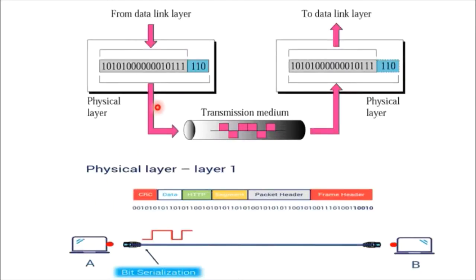Let us look at this diagram. In this diagram, we see at the source side, from the data link layer, the data arrives in the form of ones and zeros to the physical layer of the source. In the physical layer, the ones and zeros are converted into electrical signals and they are transmitted through the medium. The electrical signals reach the physical layer of the destination, and here again the signals are demodulated and converted into ones and zeros. Then the ones and zeros are sent to the data link layer of the destination.